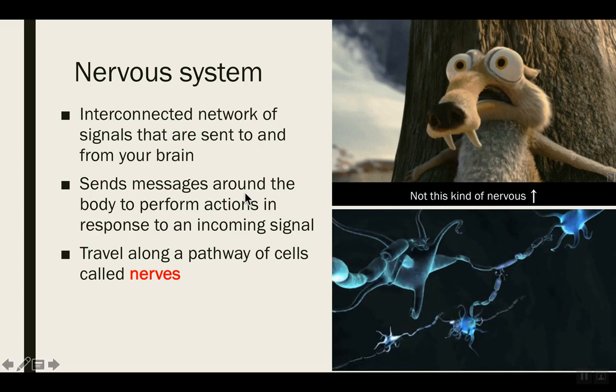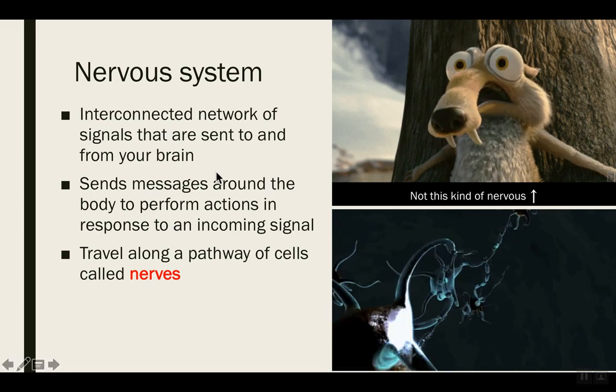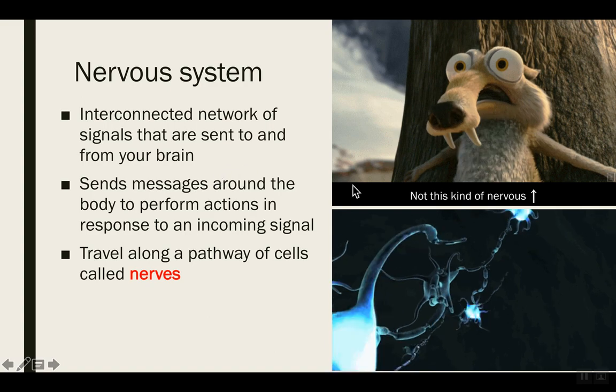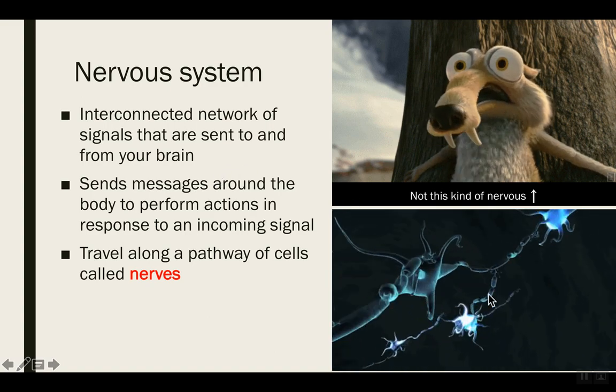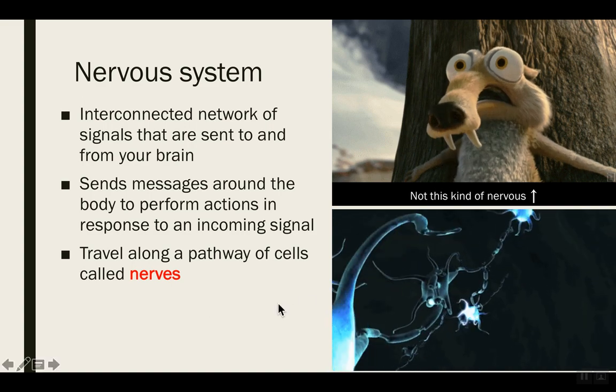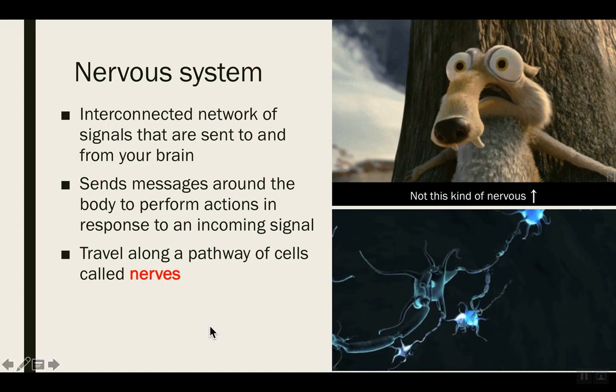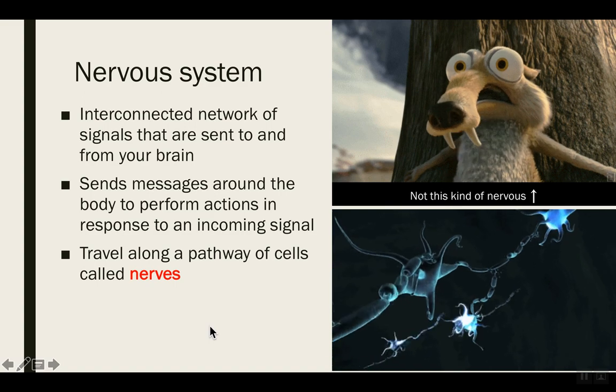So when we're talking about your nervous system, we're talking about an interconnected network of signals that are sent to and from your brain normally. They're sending electrical impulses along them. The pathway of cells that they travel along, that's what we call the nerves.